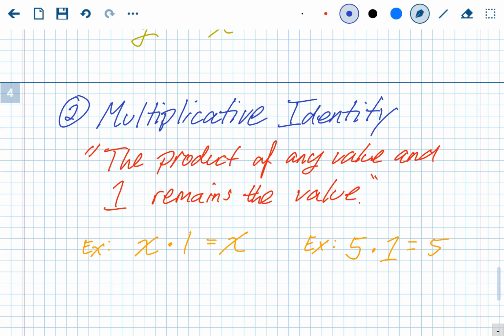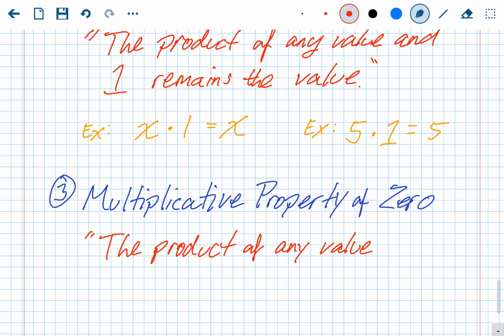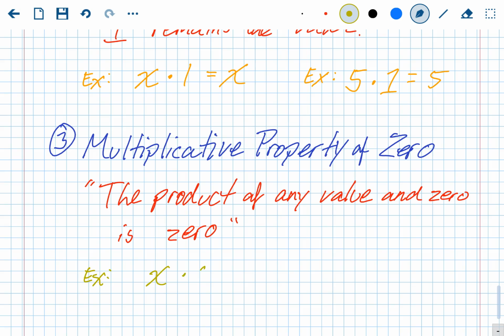And the last property of multiplication is the multiplicative property of 0. The multiplicative property of 0 states that the product of any value and 0 is 0. Again, this one's a basic multiplication fact. Anything times 0 is 0. x times 0 is 0. 5 times 0 is 0. Anything times 0 is 0.